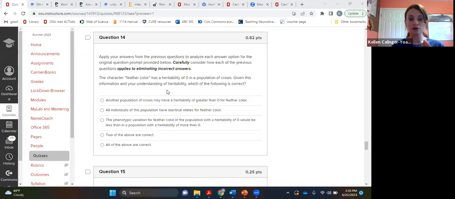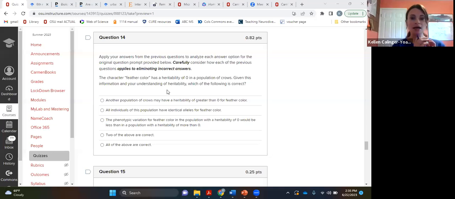It says another population of crows may have a heritability greater than 0 for feather color. So I think about heritability and realize it's a population level term. I think about the idea that different gene pools in different populations may have some genotypic variation that drives phenotypic variation in this population, and that would give them a higher heritability. So what I do for now is I say, yep, check mark by A. I could not falsify any portion of that statement.